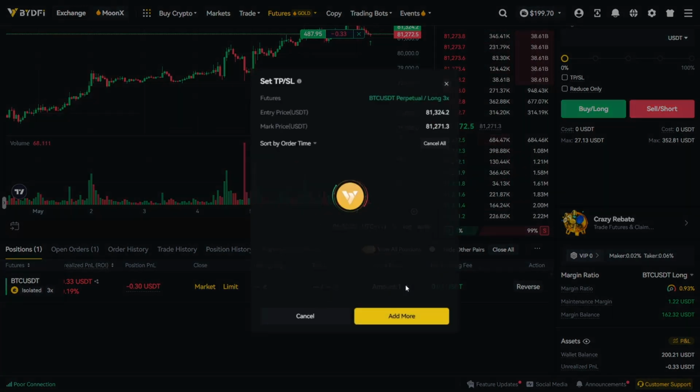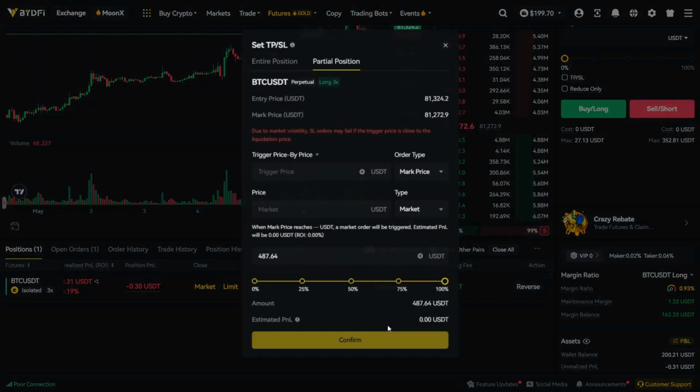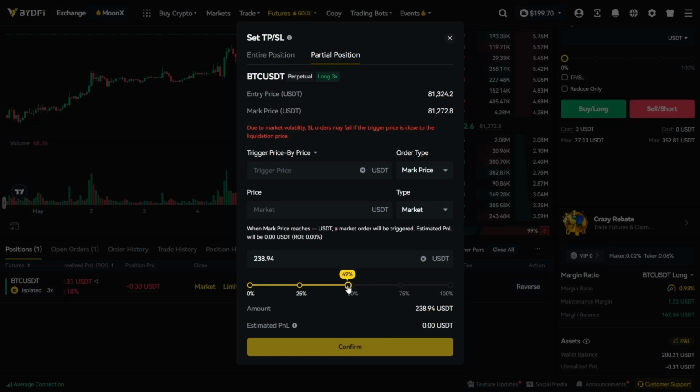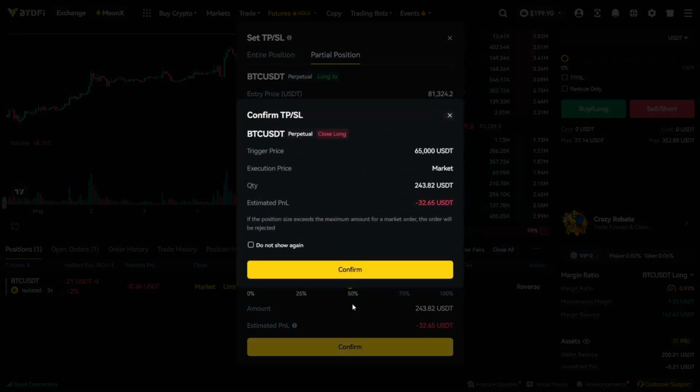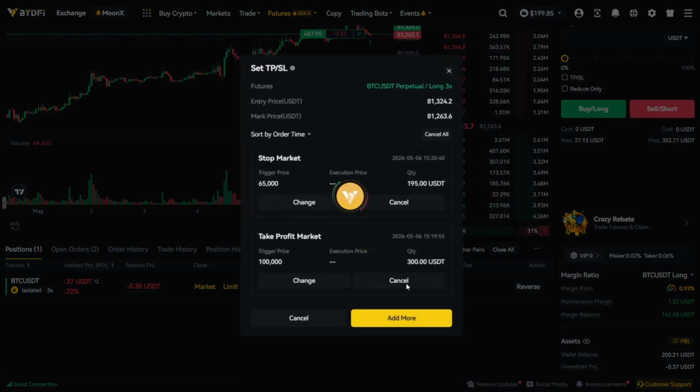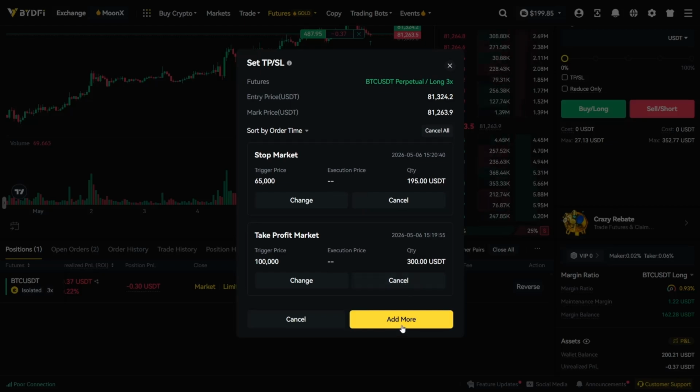Now for our stop loss, we can click add more, again doing half of our position. If I can just get it there, 50%. And I want to cut my losses if Bitcoin goes past 65,000. Again, selling half of my position. And we can confirm this order. We're going to click do not show again so this doesn't keep on popping up. So now we've set our first pair of take profit and stop loss orders.